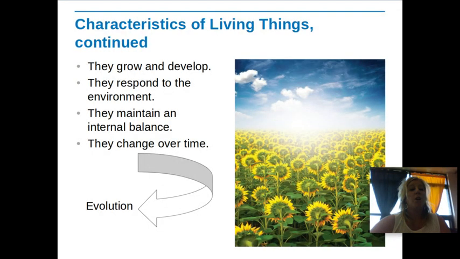Organisms also change over time. There is a word that we use for this, and I'm not just talking about a couple of days. We're talking about lots of time. And this word is called evolution.